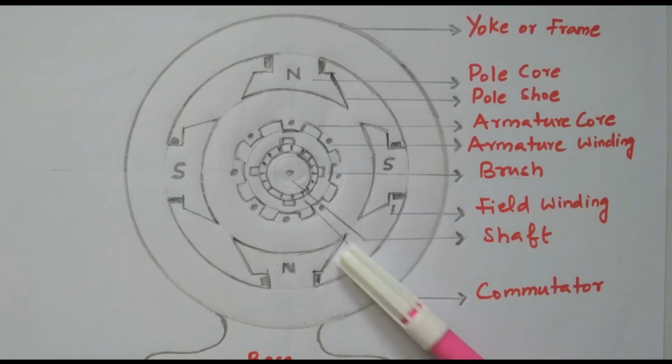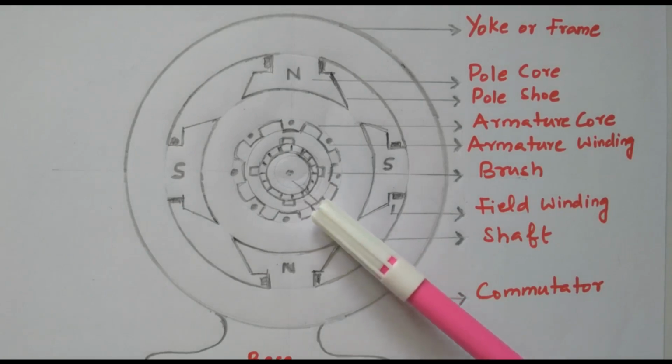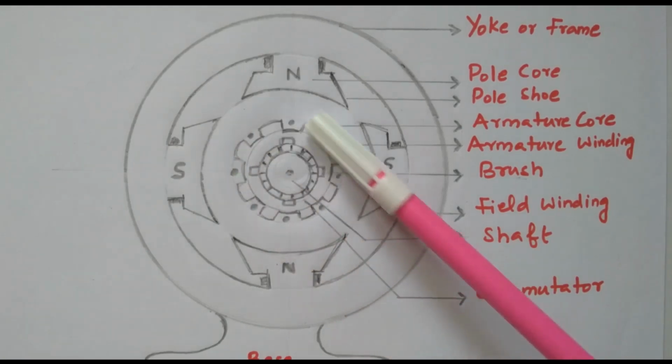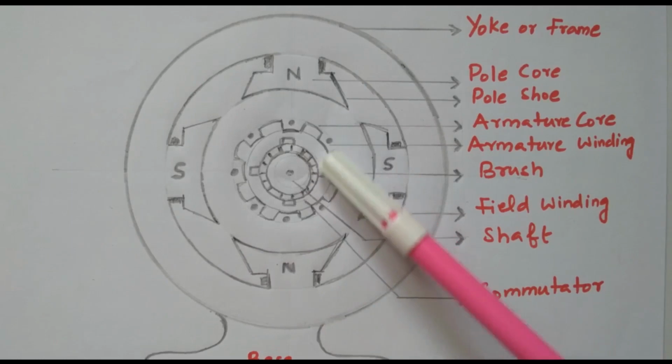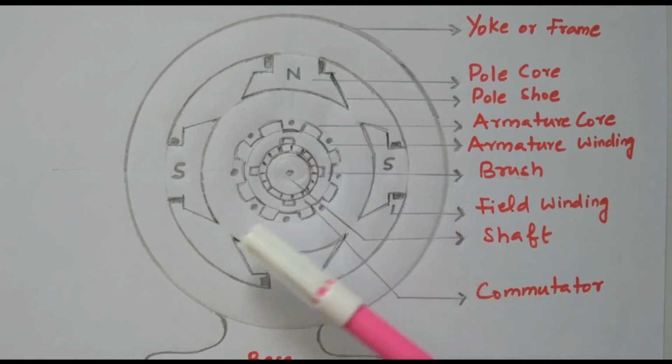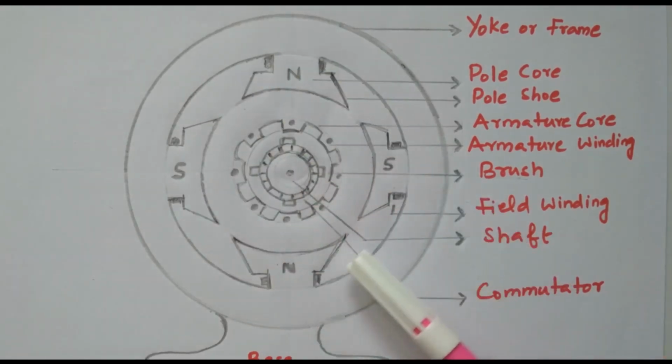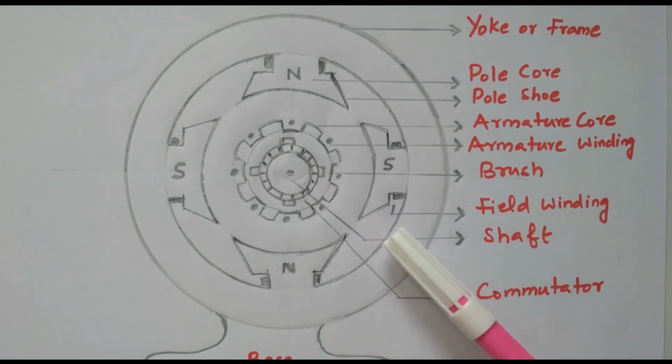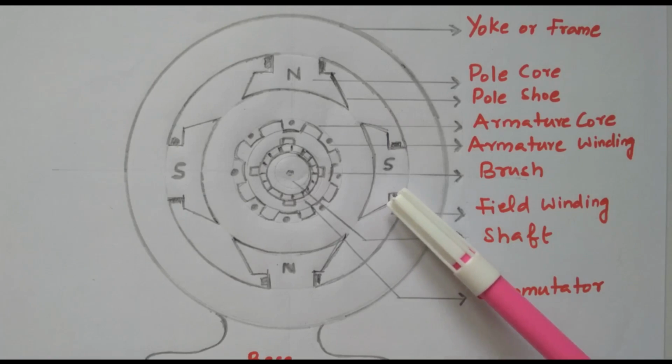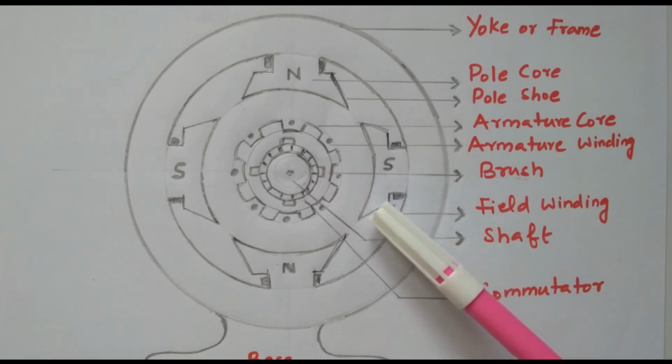So the supply is given to this armature. The current is flowing through the armature coil, so it becomes a current carrying coil. Then excitation is given to this field winding, either self excited or separately excited. The topic is separately available. Excitation means to make this field winding into a magnet.